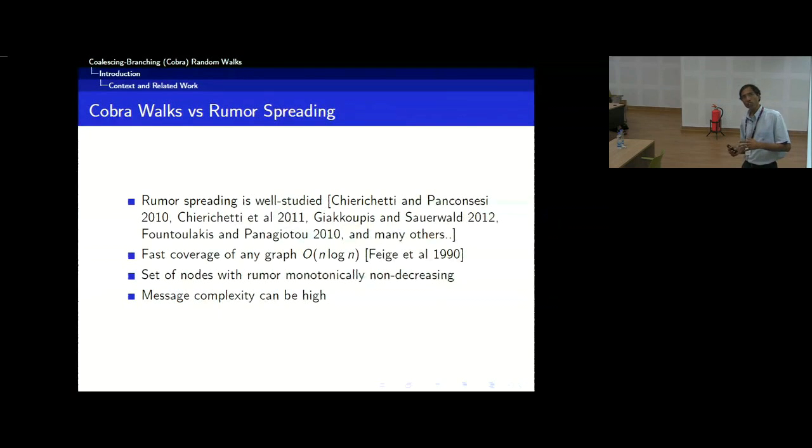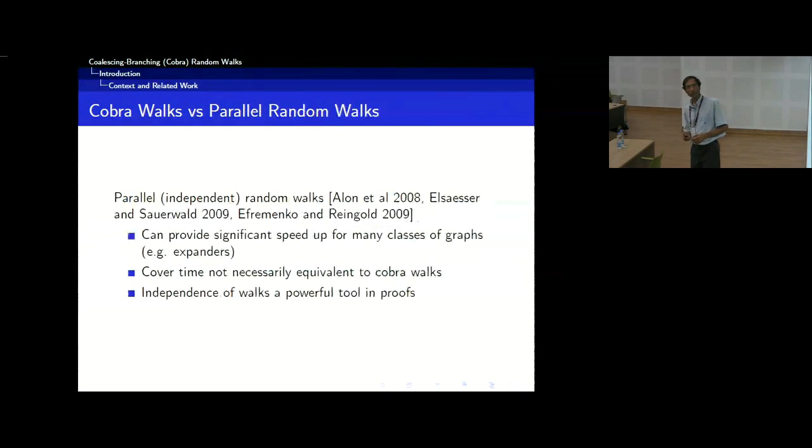And we are trying to look at this as a potential way to spread rumors using lower message complexity, and there are certain examples where this is true. Finally, there is a long connection with parallel random walks. If these things did not coalesce, this would have been exactly parallel random walks. And one question is, can we draw from the work on parallel random walks?